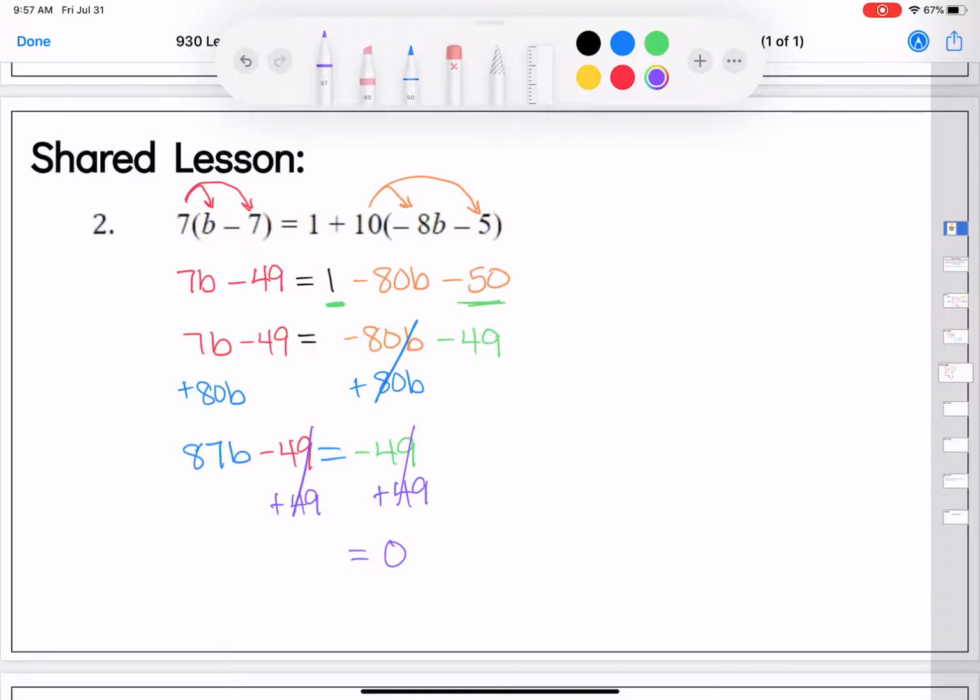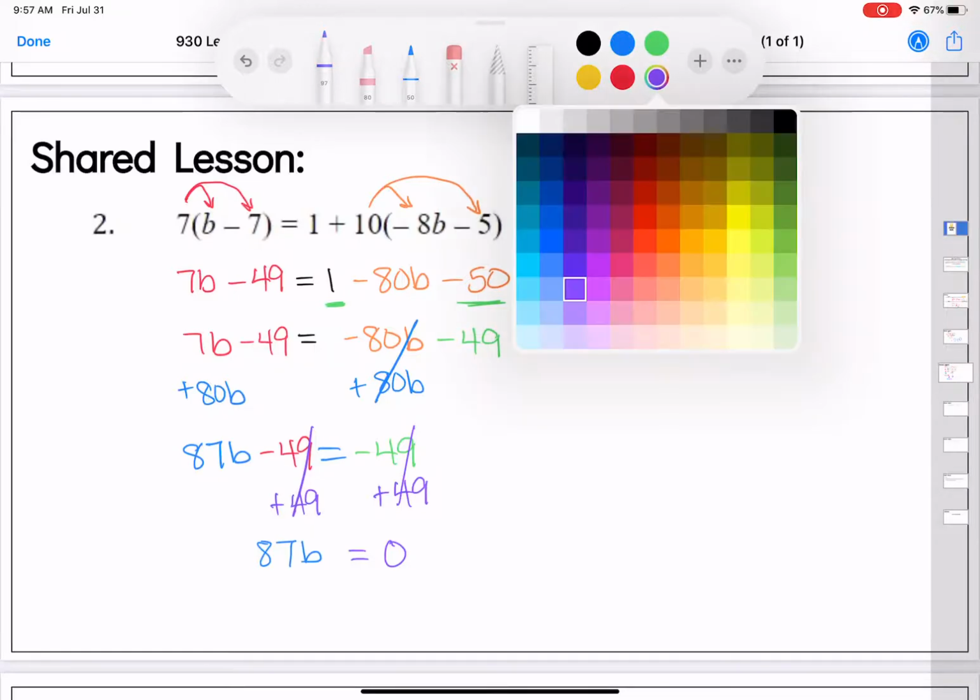Don't just move your equal sign. That's no good. You got to actually write 0 if there is nothing left on that side. So 87b equals 0. I am not finished yet, right? I still have a b. It's not a no solution. It's not just 87 equals 0. It's 87b equals 0. So I need to keep going.